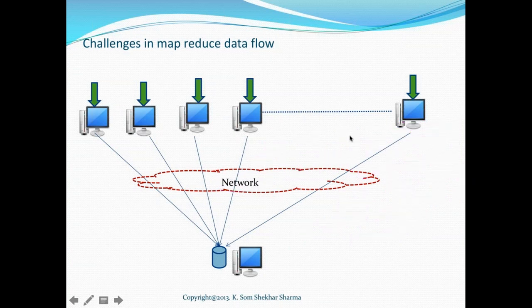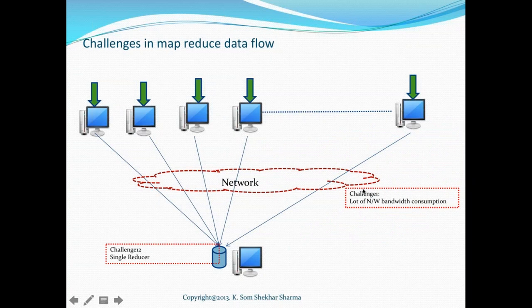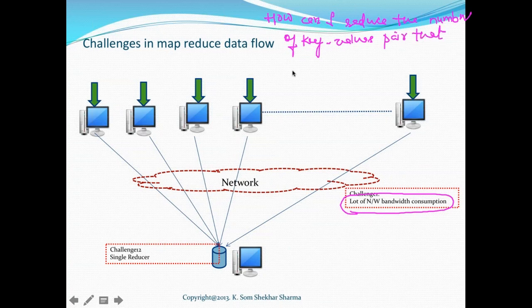That's the first challenge here. The first challenge, as I've just explained, is a lot of network bandwidth consumption, because a lot of key value pairs will be transferred across the network. Your main problem is how can I reduce the network bandwidth consumption, or in other words, how can I reduce the number of key value pairs that are going to be transferred across the network? Okay, we'll talk about that later.